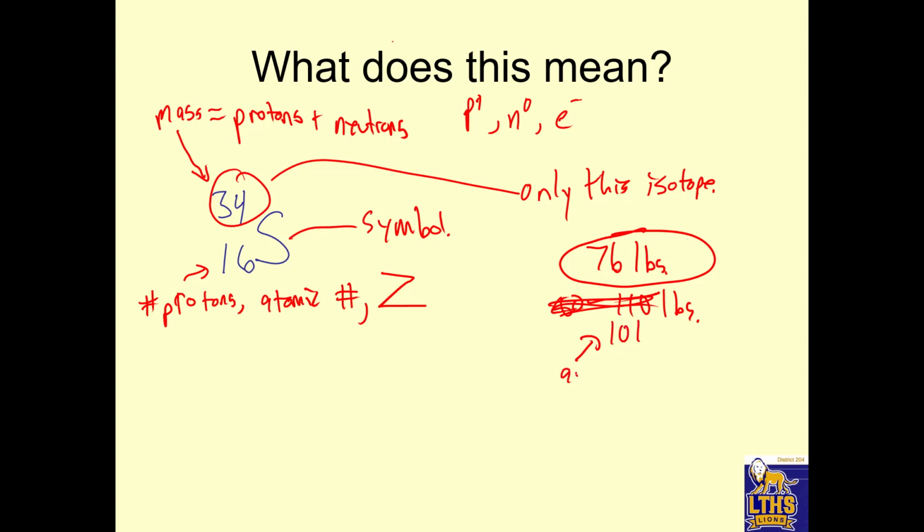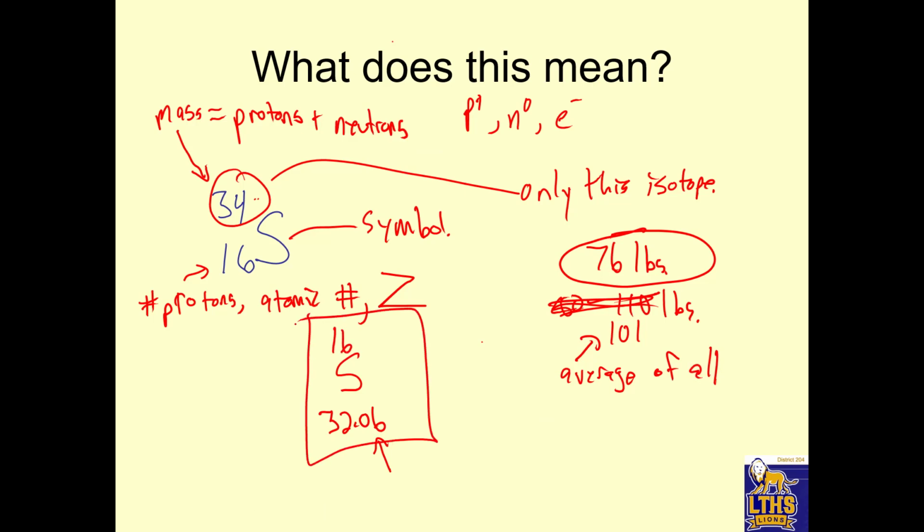So if you look on the periodic table, it would say 101. If you look at the mass, sulfur has a number right below it that is 32.06. Notice I intentionally picked a number that is not a whole number. This number right here on your periodic table is the average, not for just that one.